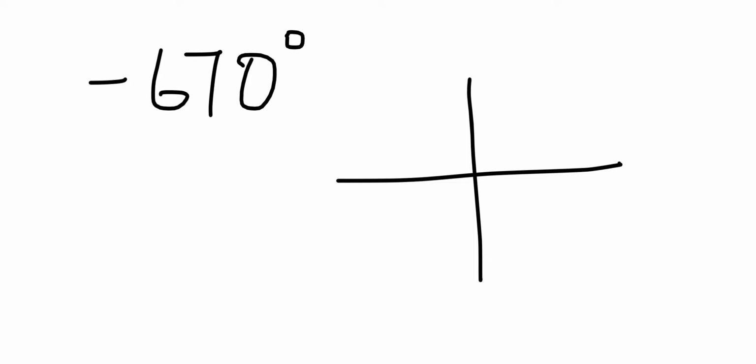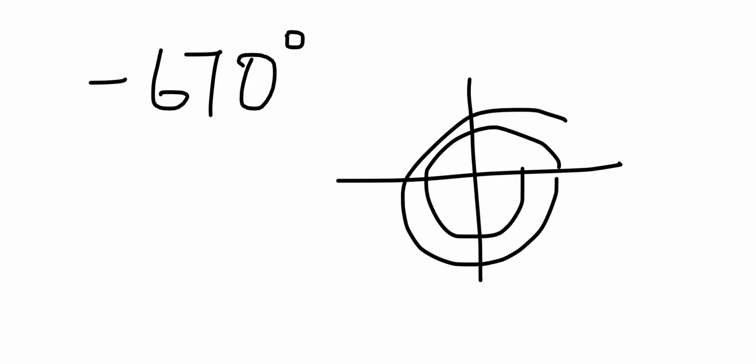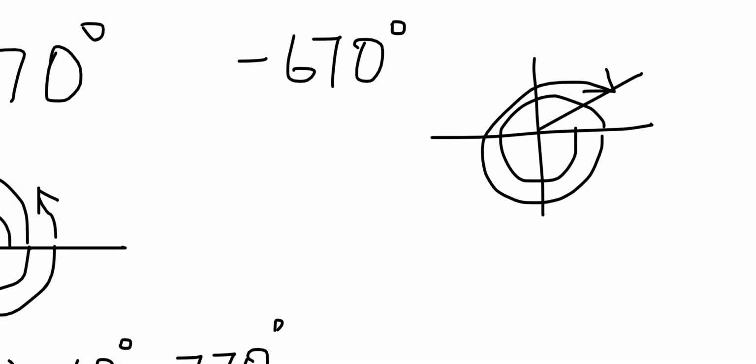So you have a full 360 and then you need to add an extra. Let's see, 670 minus the first 360, you remain with 310. So you see now that 310 is less than 360. Whatever remains, as long as it is less than 360, then you are done.